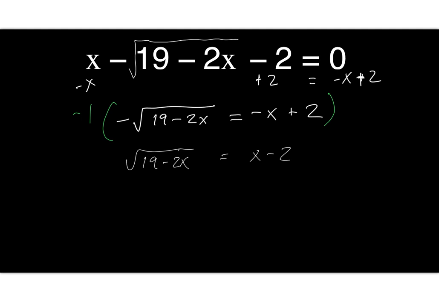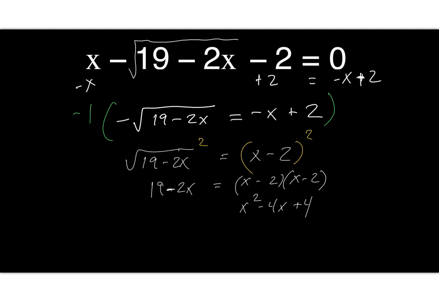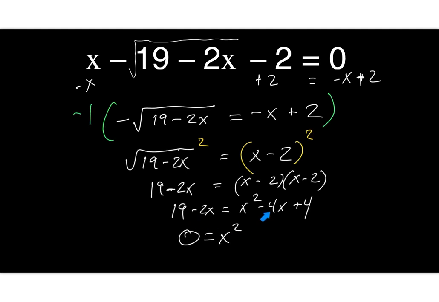In your head, you're already saying, yes, we've done this. We square. 19 minus 2x equals x minus 2 times x minus 2, which is x squared minus 4x plus 4. I did the FOIL already. Combine those middle terms. 19 minus 2x on the left. Need to set it equal to 0. 0 equals x squared. I add a 2x to both sides, so it'll be minus 2x. I subtract 19 from both sides, negative 15.